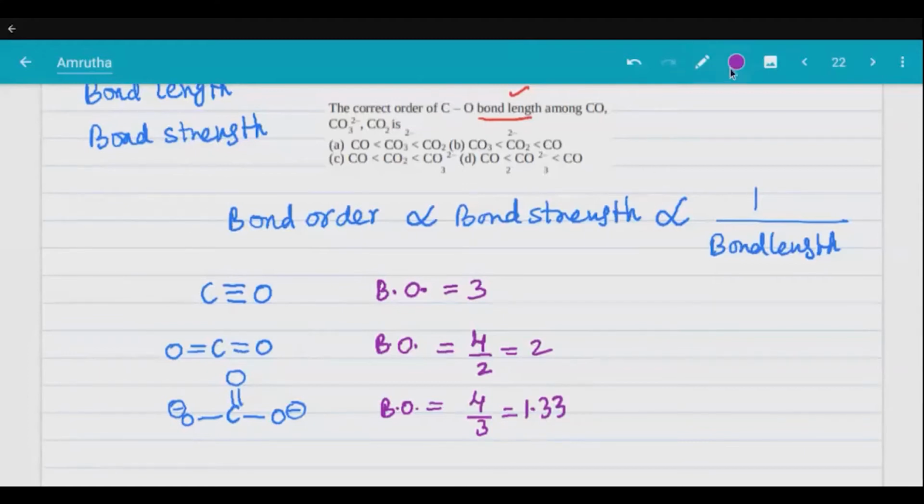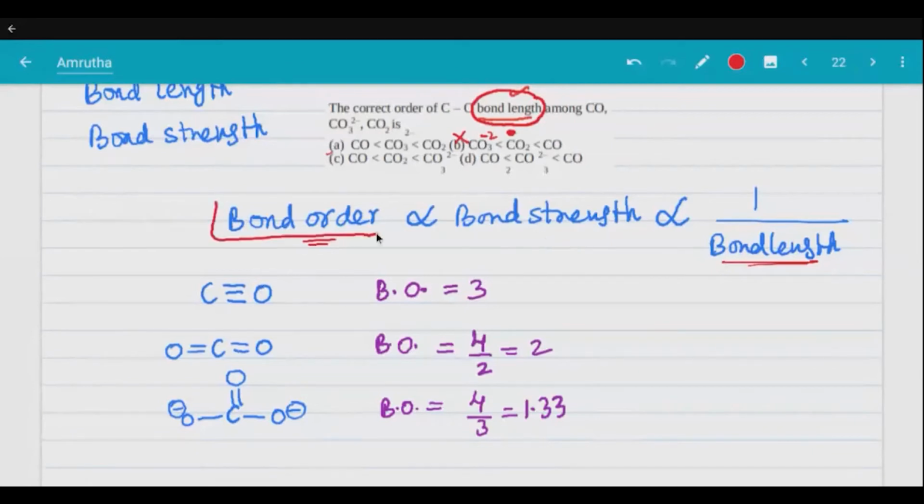Now, the question is asking bond length. Now tell me the answer. Everybody knows this answer right now. Bond order, we know it is inversely related to bond length. If bond order is more, bond length is least. Where is least bond length? So this is CO. Options A, C, D. B is not correct, B ignored because CO3 2-. Okay, so this is given as least. That should not be the case, right? CO should be least bond length because its bond order is more.